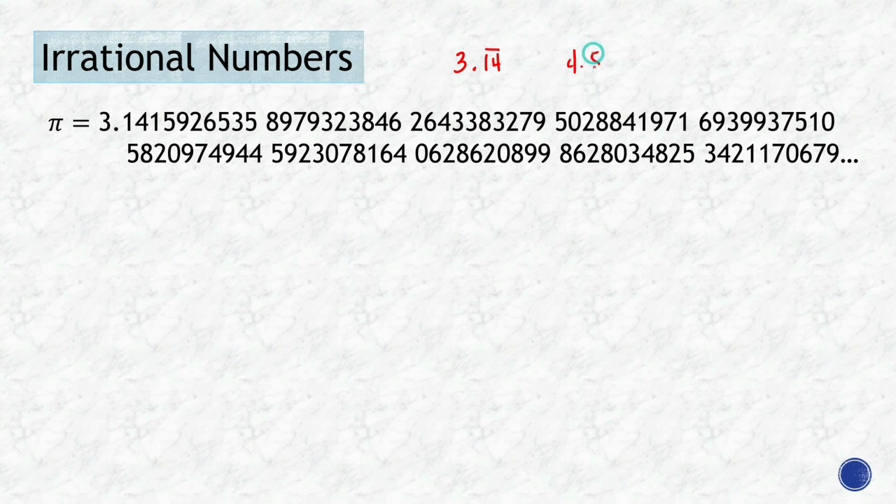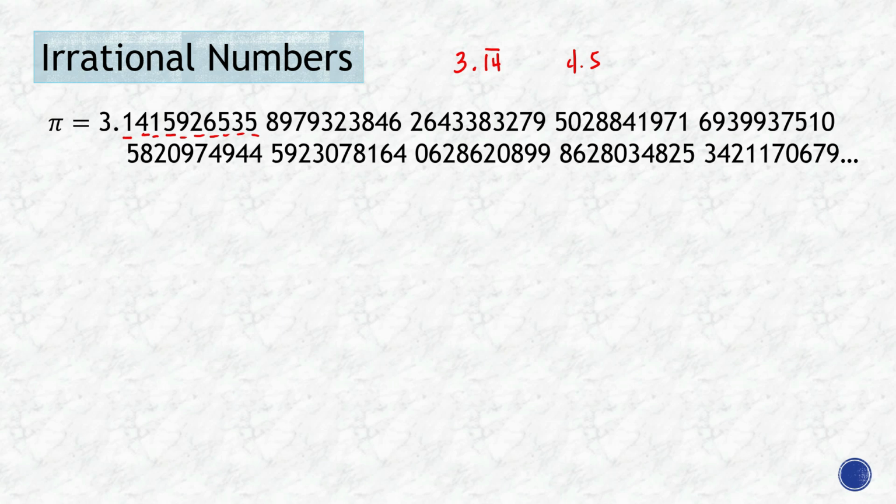Let's say 4.5. Obviously, that's a terminating decimal. It stops at 5. But for a decimal like this, which is irrational, if you look at the numbers, 1 4 1 5 9 2 6 5 3 5, you will not see any pattern there. Okay, you will not see any pattern. So that's the difference between an irrational number and a decimal. A purely decimal can either be terminating, or it can be non-terminating, but it should be repeating.